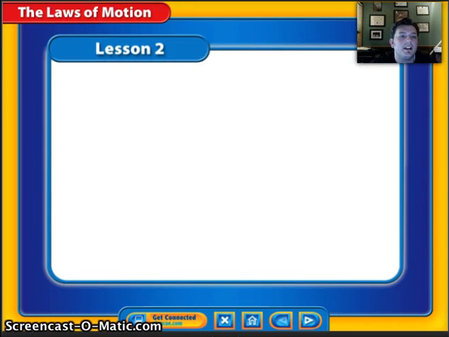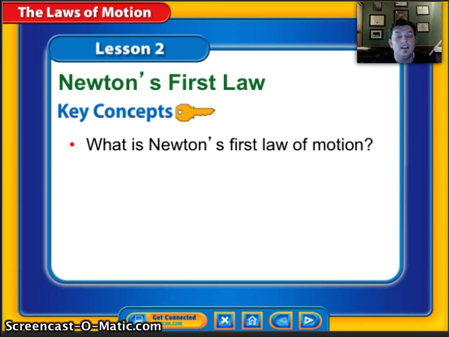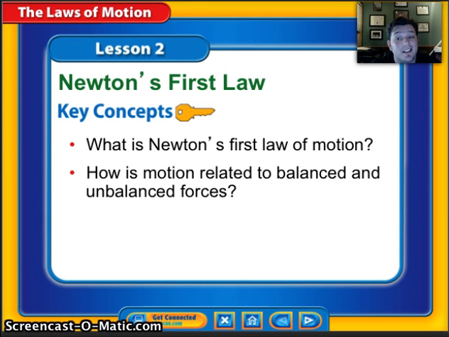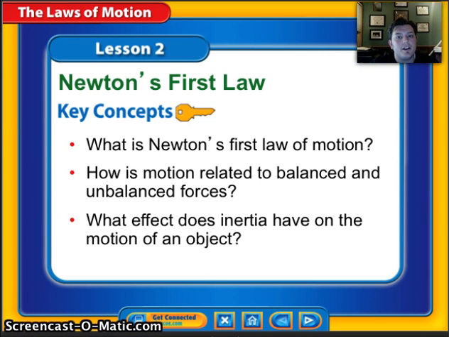All right, we're going to be talking laws of motion, lesson two, which is going to be Newton's first law. Some of the key concepts you're going to learn: obviously, what is Newton's first law of motion? He has three main ones. We're going to focus on the first one today. We're going to talk about how motion is related to balanced and unbalanced forces. And then finally, we're going to talk about the effect inertia has on the motion of an object.